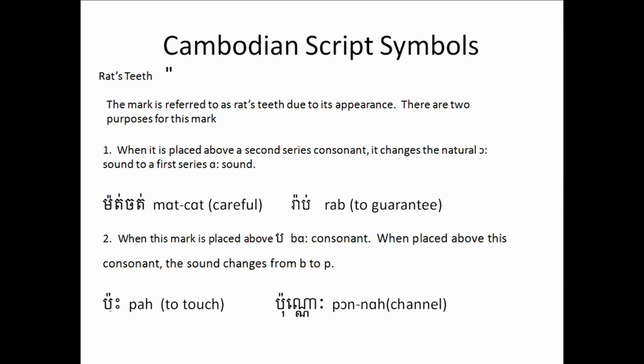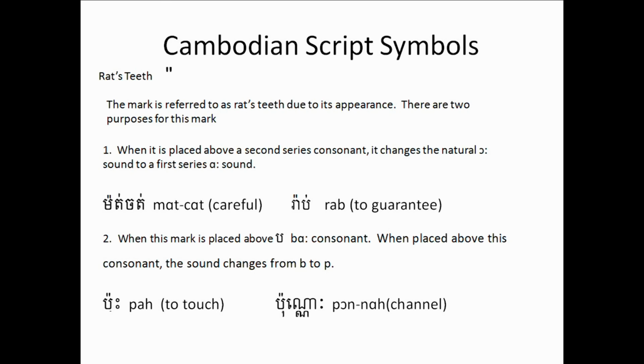Number one. So we look here, the first one here, mo, right? So mo, it's a second series. So the M sound is changing to a first series. So it's no longer going to be mo, it's going to be ma. That's good. So it means we're going to use first series rules, not second series rules, because the rat's teeth mark is over the initial second series consonant. So that makes it a first series consonant. So that means we can pronounce this ma.